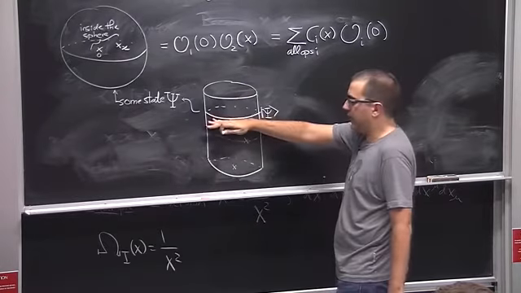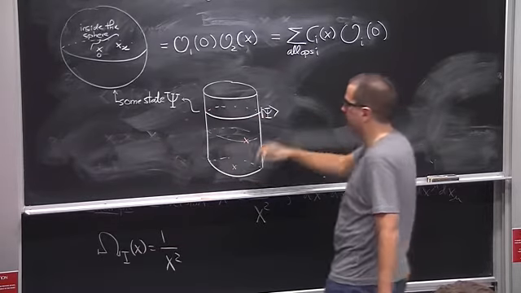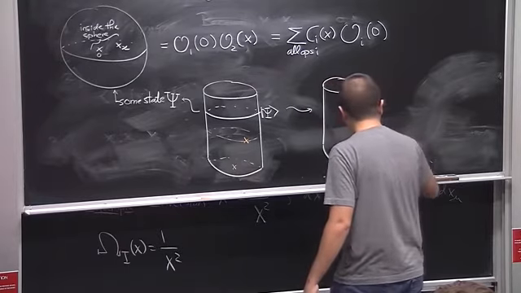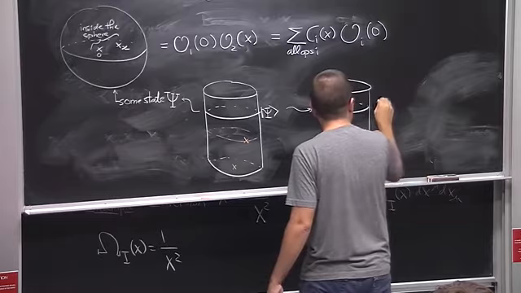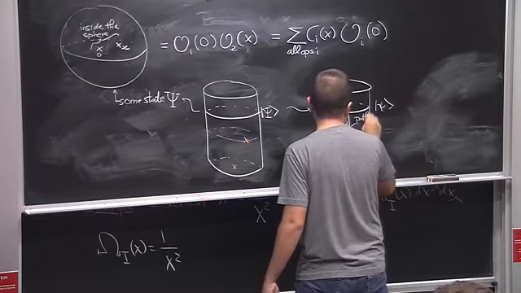Now I could imagine undoing the path integral. I start with some state psi, and I do the path integral with this boundary condition being this functional, and I undo the path integral to the past. So I start with my state psi, and now I go back undoing the path integral.